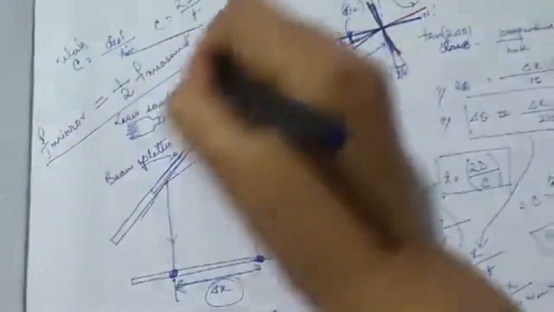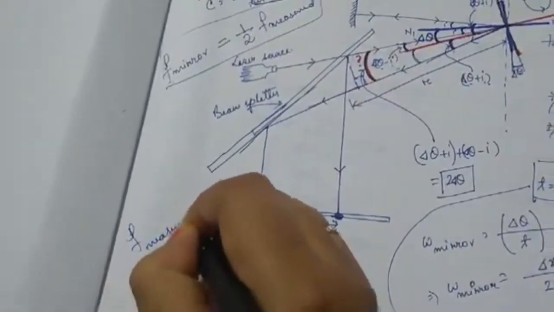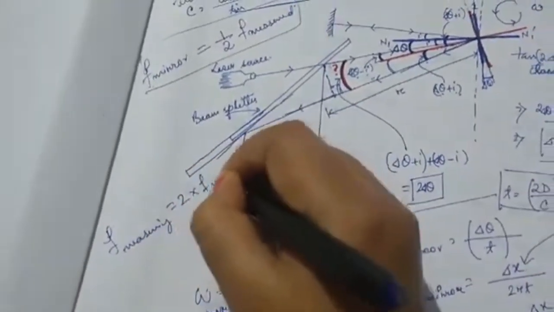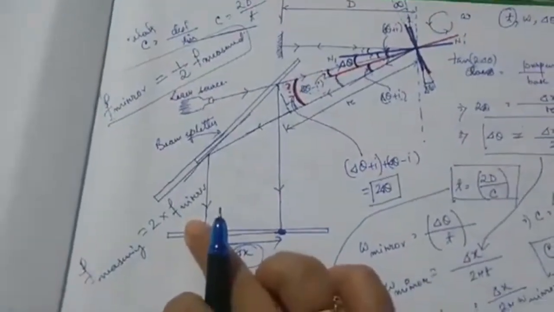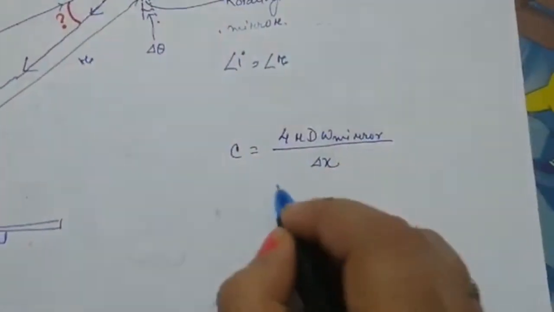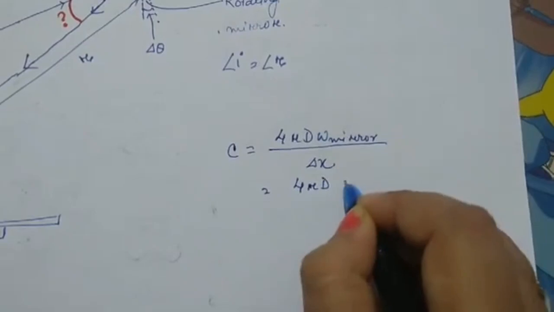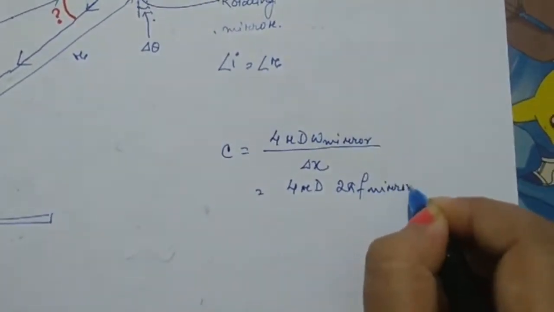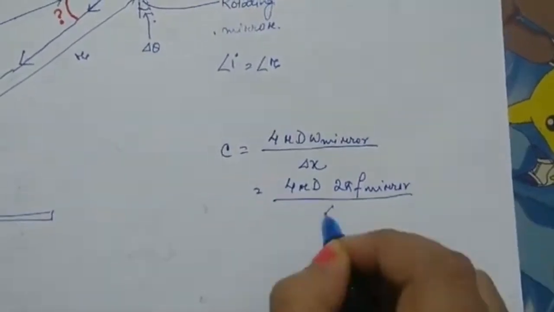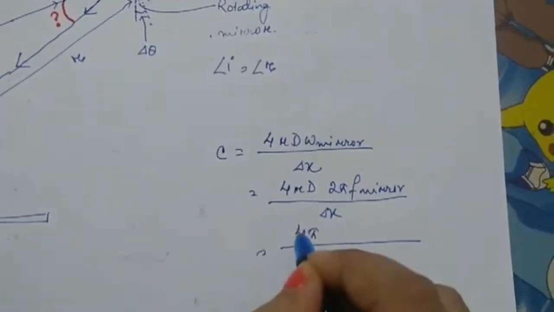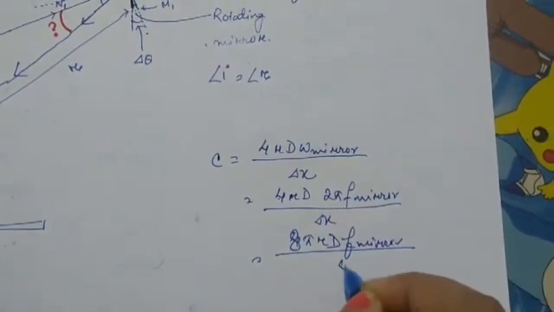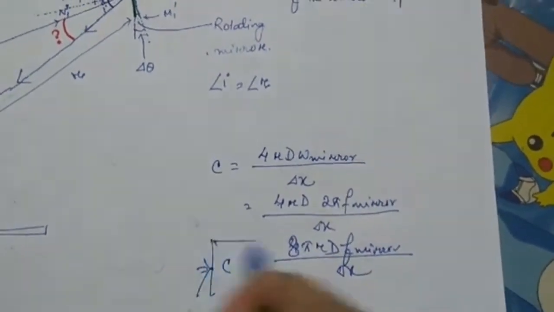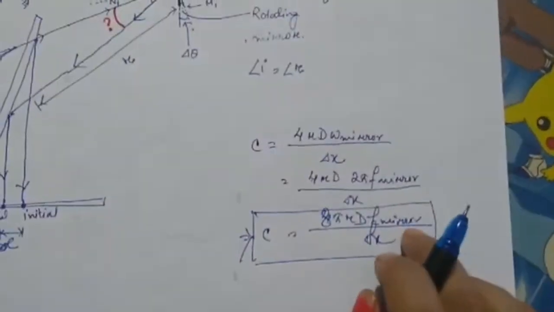That means whatever you are measuring is always twice the actual value, because the mirror is double sided. So you will receive two rays of light for one ray of light, because it will reflect from both sides. So what I'm going to do: 4 r d omega mirror means 4 r d times twice pi f mirror, where this is the actual frequency of the mirror, divided by del x. So it will become 8 pi r d f mirror by del x, isn't it? But here f mirror means the actual frequency of the mirror.